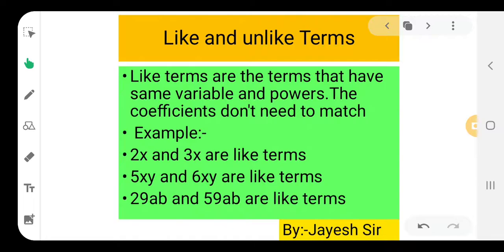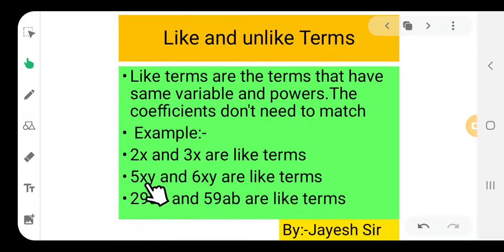Similarly, here you can see the example 2x and 3x. Here the variable is x, and x has power one. Similarly, in 3x the variable is x and the power of x is 1. Their coefficients are different: here the coefficient is 2, here it is 3. So that's why it is a like term. I hope you all are getting it properly.